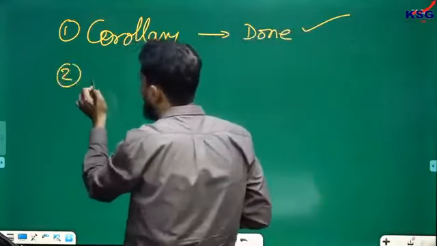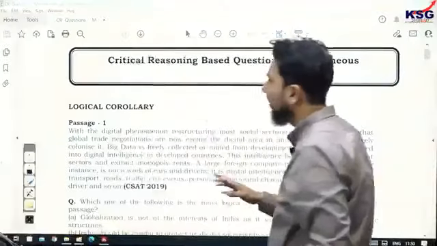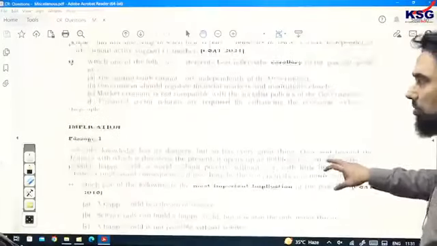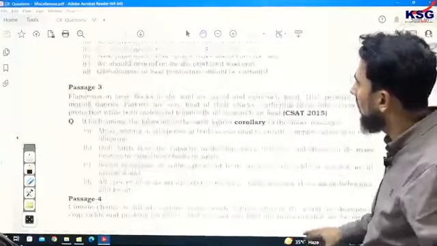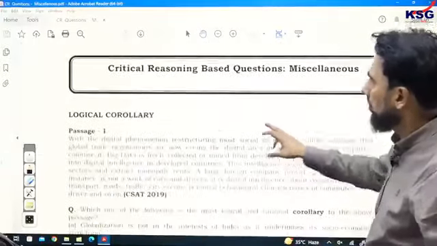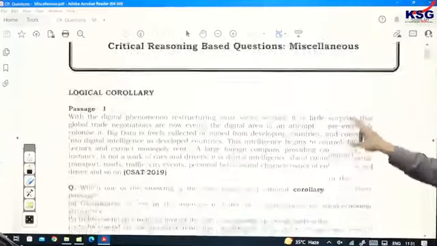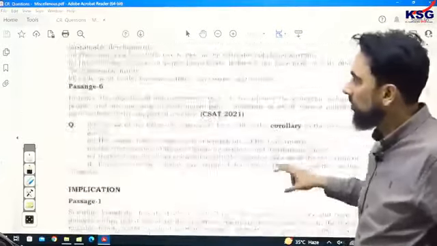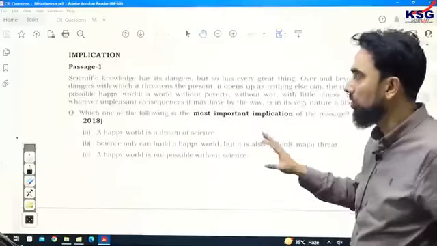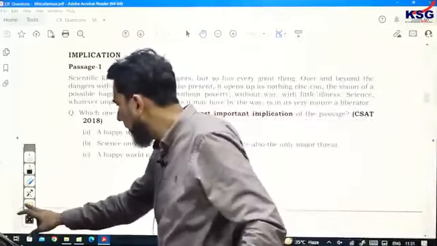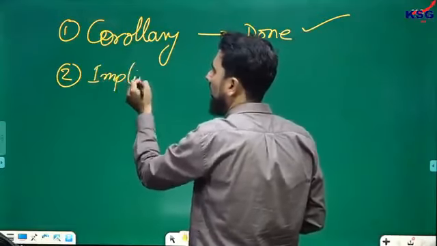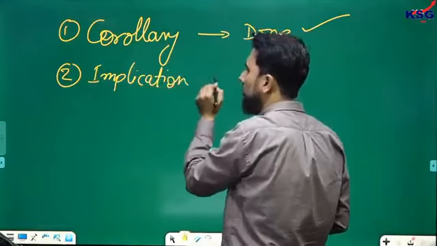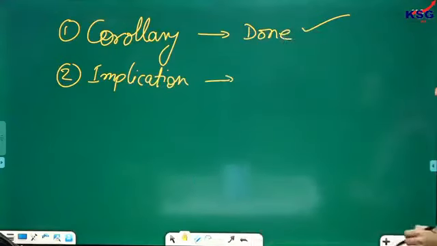The second question I will pick up now is implication, right? Everybody knows the sheet. This is the CR-based miscellaneous questions sheet, critical reasoning based questions, and you have the material with you. Now, first of all, this question, implication. Like corollary, this question has been asked in CSAT. Every year, 1 or 2 questions of implication have been asked.